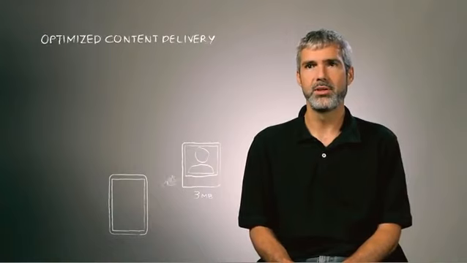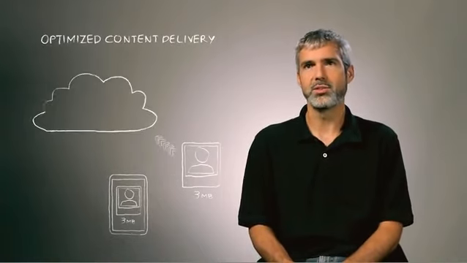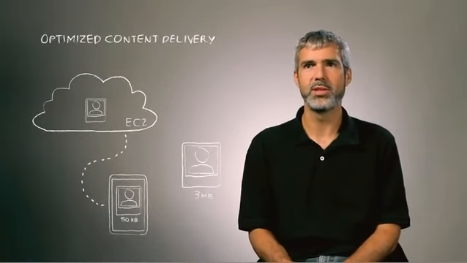We can optimize what we're sending back to the device to account for screen size and pixel depth. There's no point in giving you a 3 megabyte JPEG if it's going to look the same when it's 50K. So we'll make that image 50K, and it'll get to your browser a lot faster.